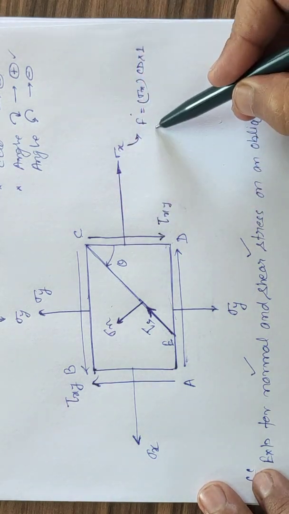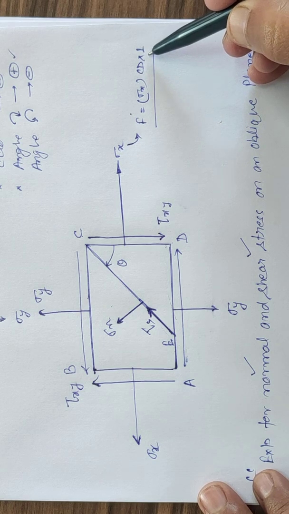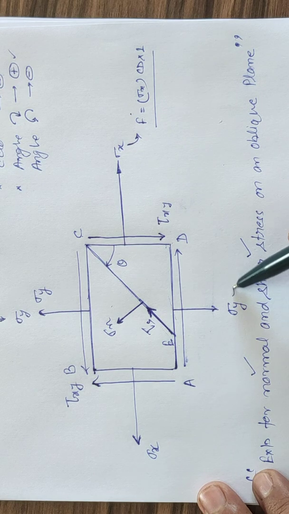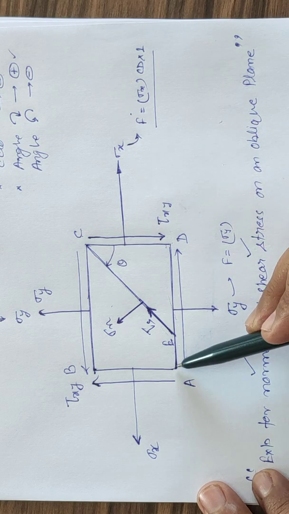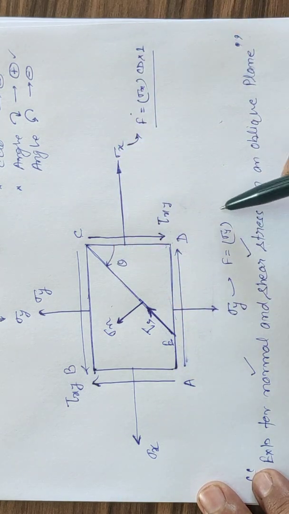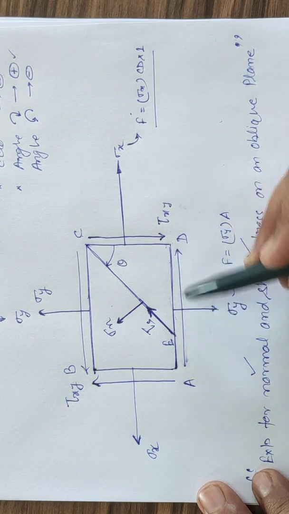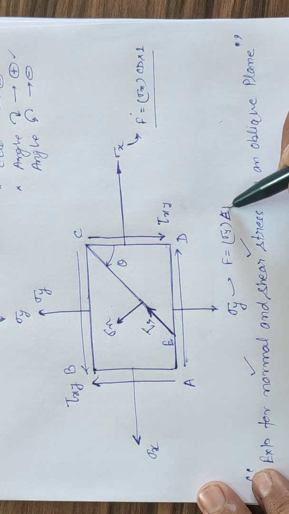So force due to this member will be equal to sigma x CD into 1. In the same manner we can calculate sigma y. Force due to sigma y will be equal to sigma y multiplied by area, which is ED multiplied by thickness unit, because we are taking this member. So this is ED multiplied by 1.